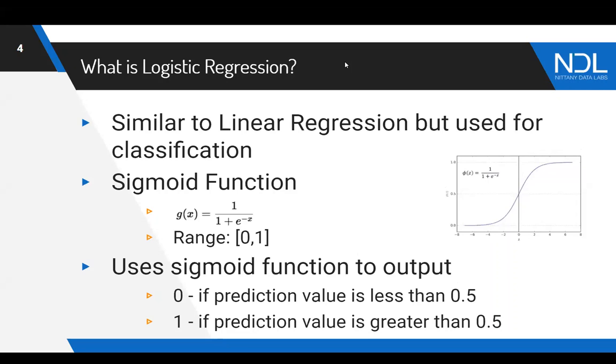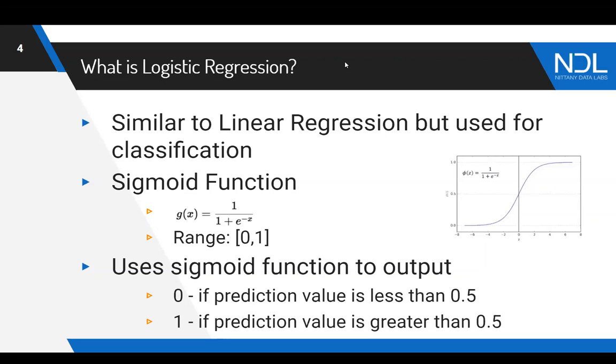For any given x value in this regression, it's going to give you some value between 0 and 1, so it's going to give you the probability of a certain event. The graph or the line is called the sigmoid function. The range is 0 to 1, which is again where we get the word binary from. So it uses this function to output.